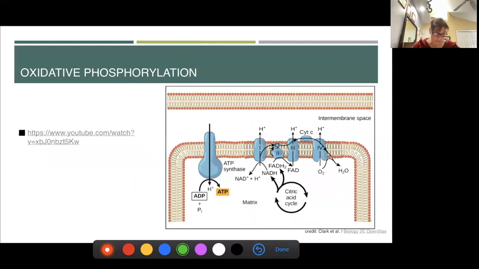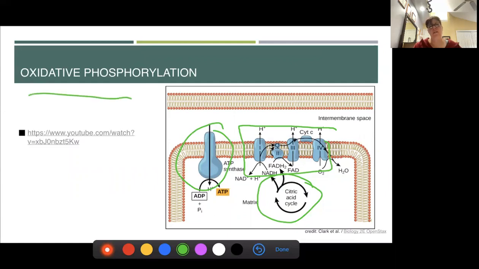And so here is a video that you can watch on this process. You can see here our Krebs cycle in the matrix, and then our progression of our ETC, our chemiosmosis, which are all parts of oxidative phosphorylation. Well, other than the Krebs cycle, but you can see where those products that we made are being fed into the electron transport chain.